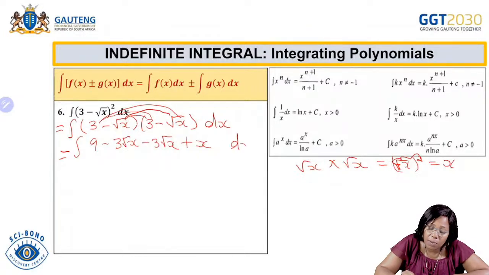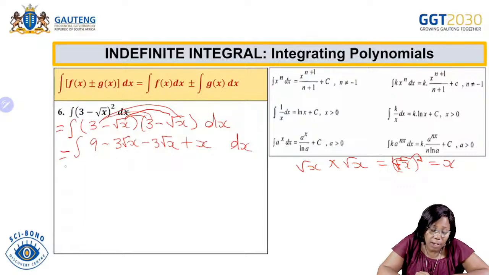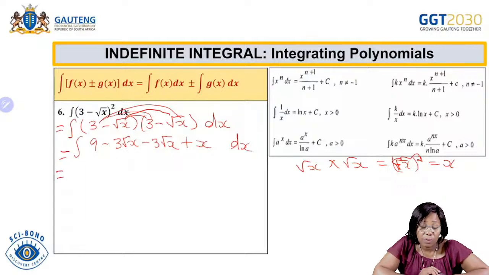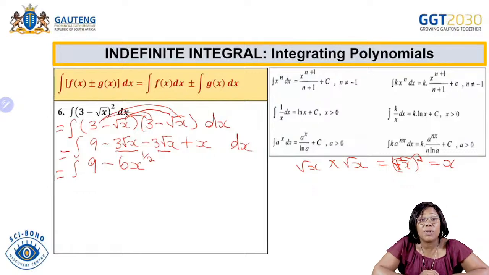And then remember, we are integrating with respect to x there. And then now we can add the like terms, because we have like terms there. Remember, we are still simplifying. We have 9. And then we have minus 3 square root, minus 3 square root, which will be minus 6 square root. But this square root now, grade 12, we will write it as x to the power half, which is the same as the square root.